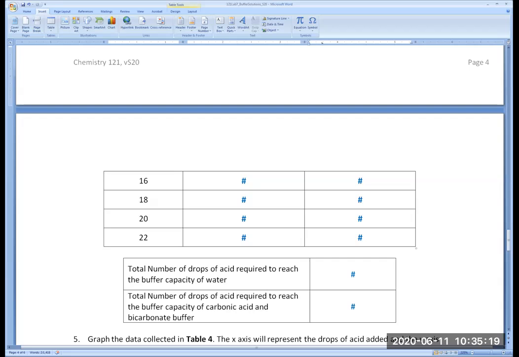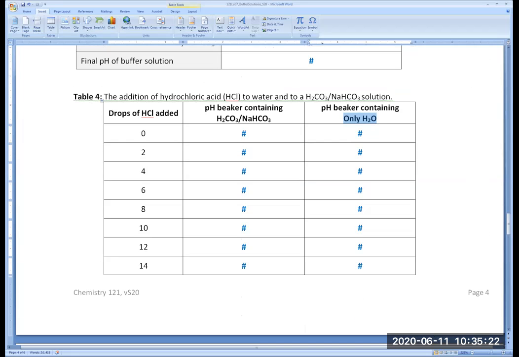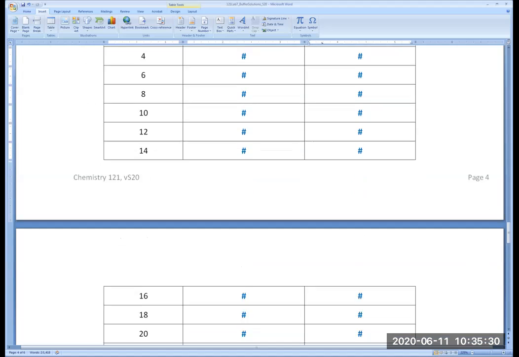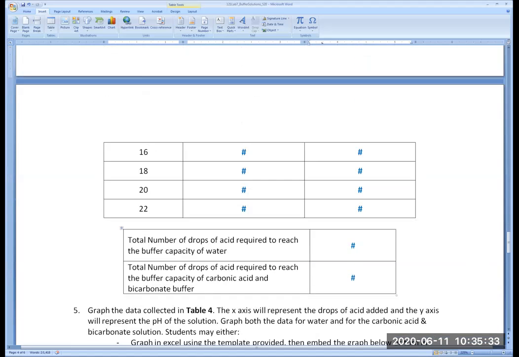And for water, which is no buffer at all, it should drop as soon as you add a few drops of acid. So in that table here, total number of drops of acid required to reach the buffer capacity of water, it should be a very small number of drops. But the total number of drops of acid required to reach the buffer capacity of carbonic acid and bicarbonate buffer should be a number that is larger than 22, because the previous table stopped at 22, but that's because we cannot go on and on.